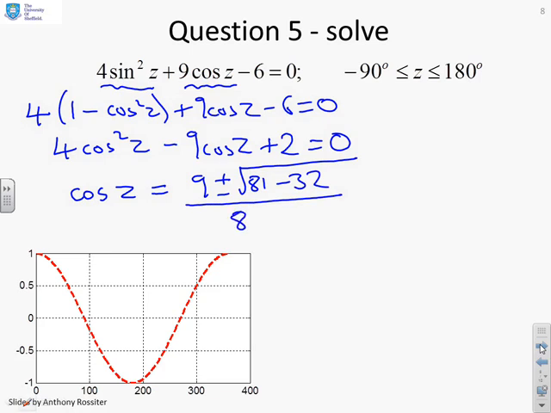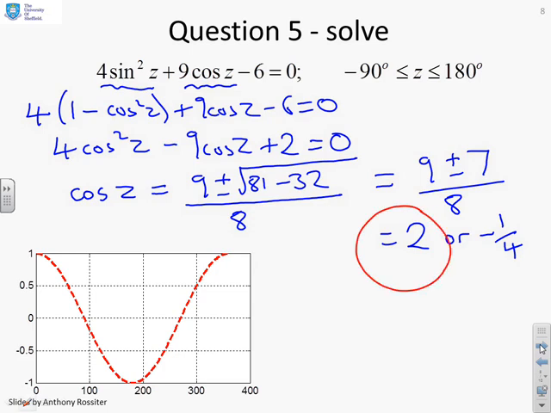Now this may seem to be a messy one, but it's not as messy as it looks, because you'll find this gives you 9 plus or minus 7 over 8, and that's going to give you either 2 or minus a quarter. Now the thing here is you clearly cannot have cos z equals 2, because 2 is bigger than the limit to cos z, which is 1. So I don't need to consider that solution any further. I can now just look at the solution minus a quarter.